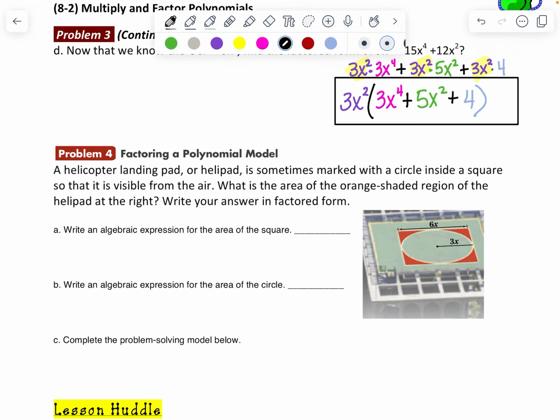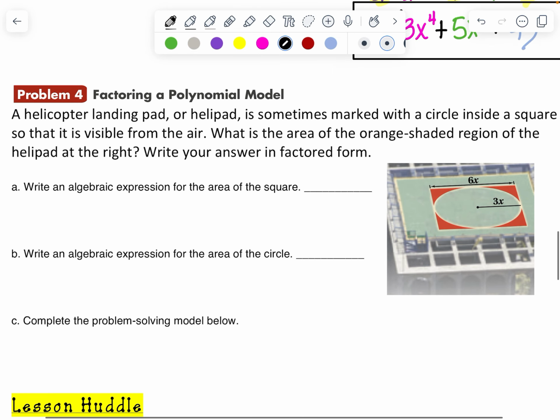So it says a helicopter landing pad or helipad is sometimes marked with a circle inside a square so that it's visible from the air. What is the area of the orange shaded region of the helipad at the right? I don't know if that's how you say it, helipad. Write your answer in factored form.